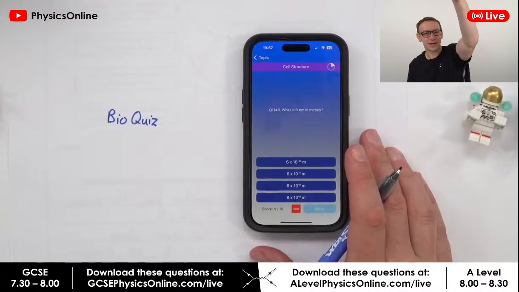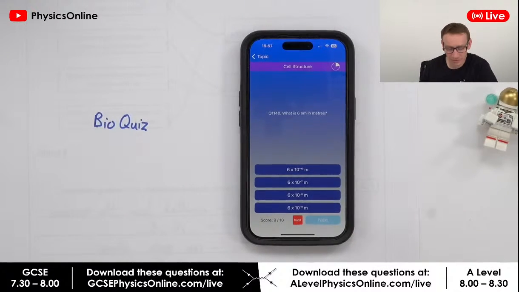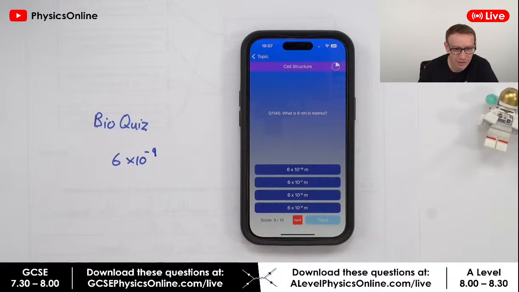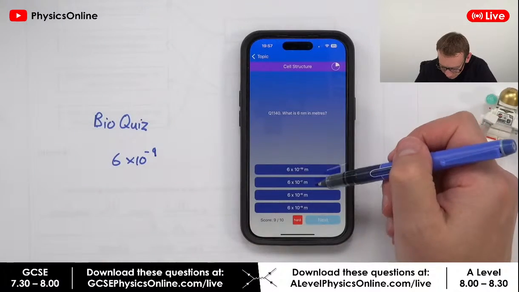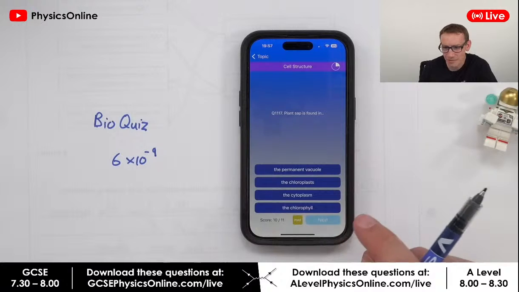Okay, I'm just going to, actually that works quite well when it's zoomed in. So what is 6 nanometres in metres? Well, you'd have 6 times 10 to the minus 9. And so I reckon, looking down this list, it's going to be this one at the bottom. Cool, everybody's got the right answer.